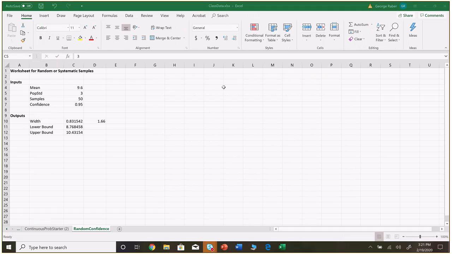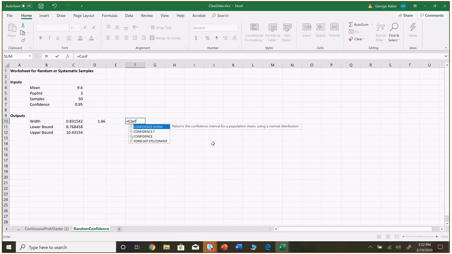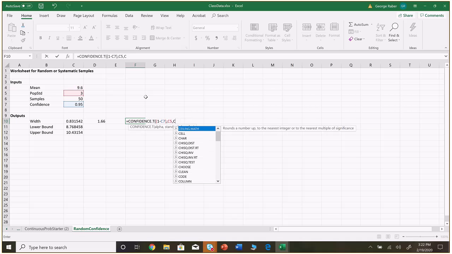So we could do that here. I'm going to just create a new table over here and say this is going to equal confidence.t. There's a confidence t. See that? And I could say the alpha, again, is going to be 1 minus the confidence level. And the standard deviation is this. And the sample size is that. Oh, not the sample size. The sample size is this.